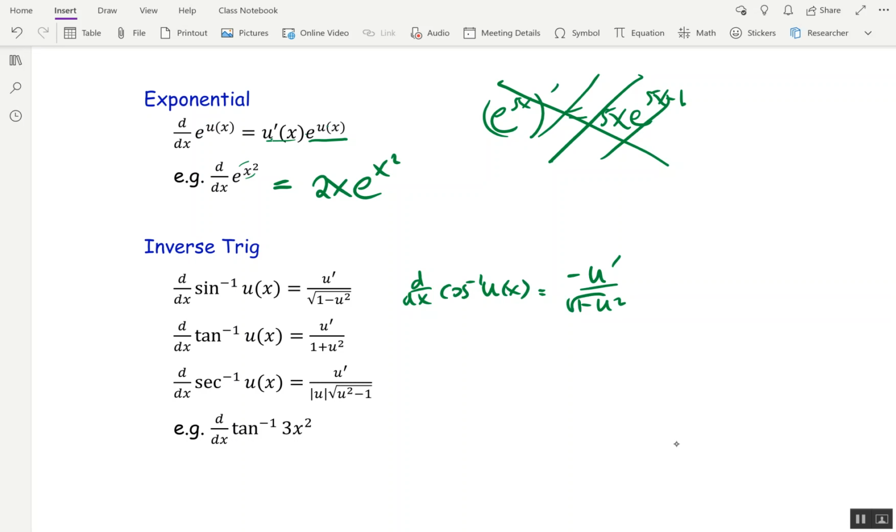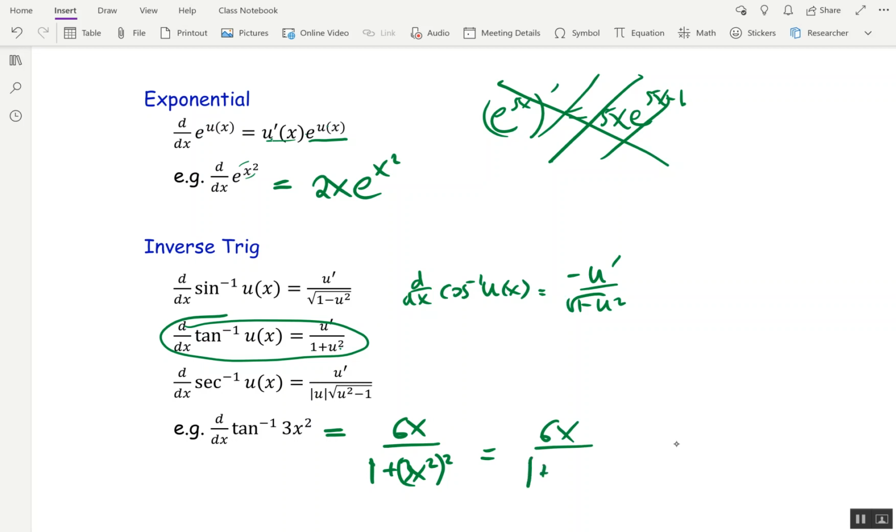So here's just one example, and then I'm going to call it a day. I'm using this formula right here. I want u prime on top, that's 6x. And on the bottom, I want 1 plus u squared. 1 plus 3x squared squared. And I really do need to know that you know how to simplify exponents at this point in your life. And so this is 1 plus 9. And then when you have an exponent to an exponent, you multiply the exponents. X to the 4th.